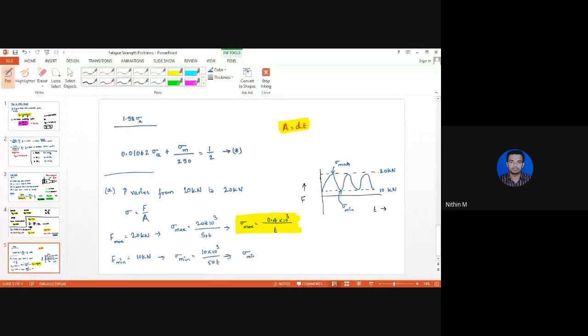Sigma minimum is 200 divided by t. So sigma max will be 400 by t, and this will be 200 by t. Both are in terms of megapascals. Do not forget to write the unit. That is very important. So now sigma max is 400 by t, sigma minimum is 200 by t.